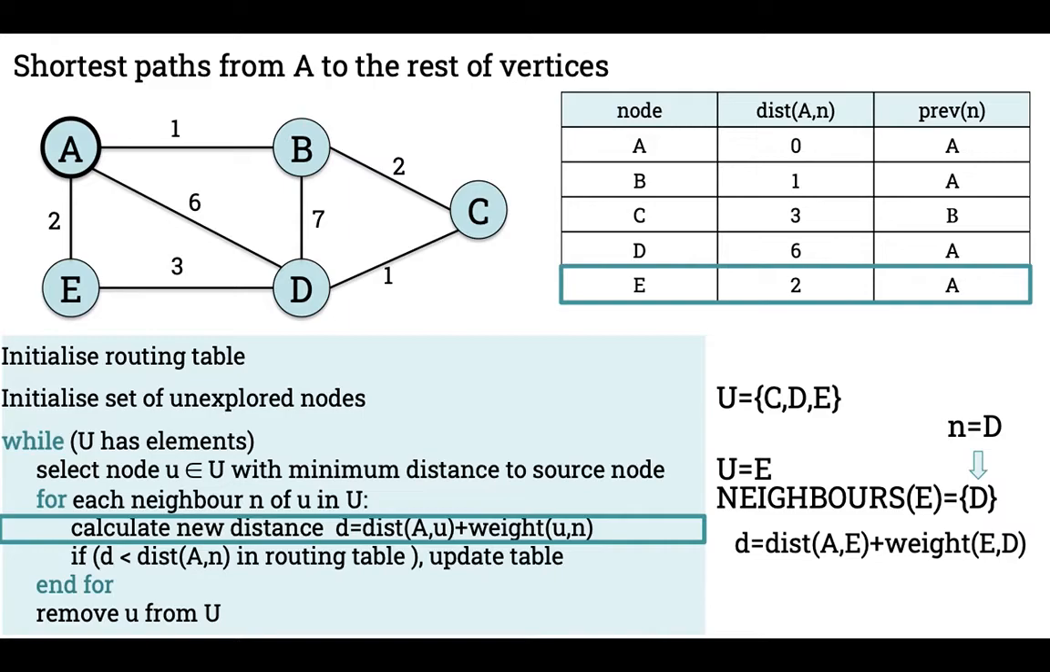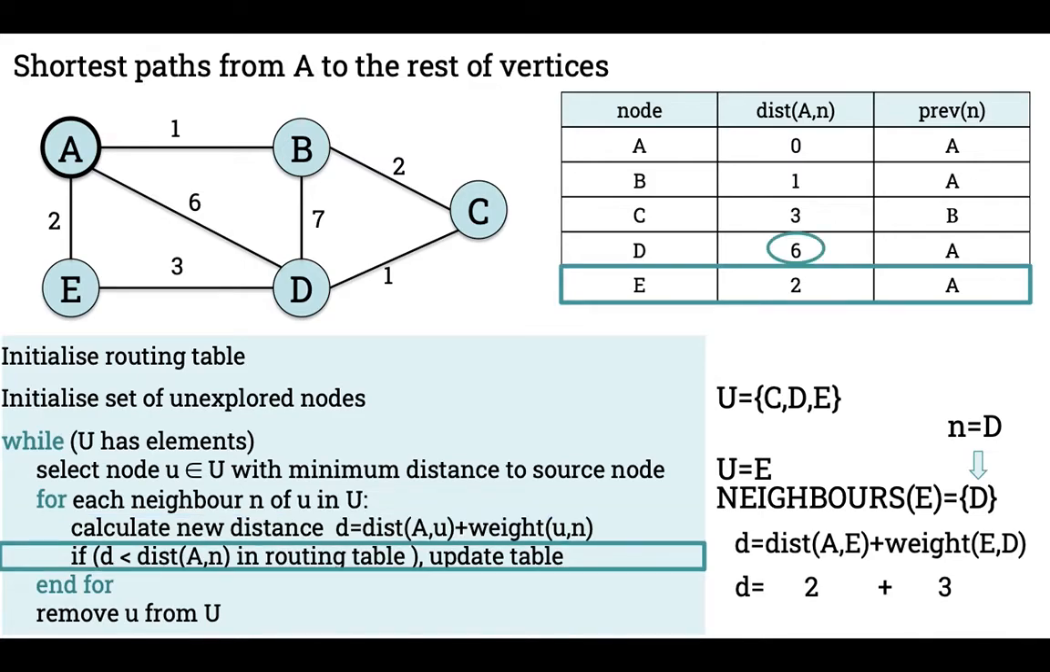We calculate the distance to get from A to D passing through node E. From the routing table, we already know that the distance from A to E is equal to 2, and from the graph information, we know that the link ED has a weight of 3, so this distance is equal to 5. We check whether this distance is shorter than the distance recorded in the table from A to D. Yes, 5 is less than 6.